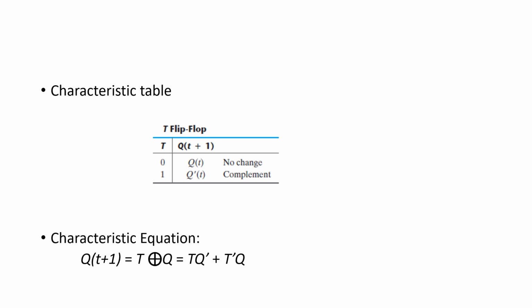If I give the input 0, the output will not be changed. The same output, 0, will be obtained. If I give the input 1, the output will be the complement. The characteristic equation is the next state equation, Q of t plus 1 equals T exclusive OR Q.